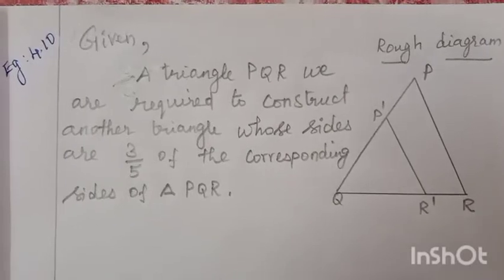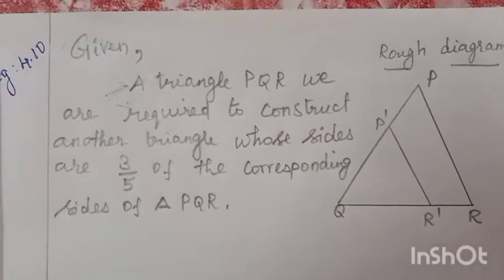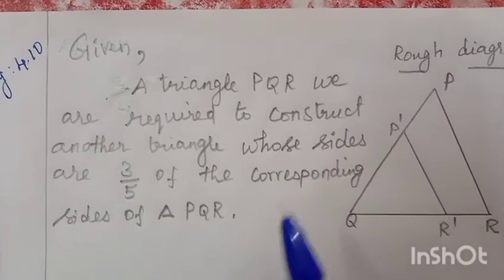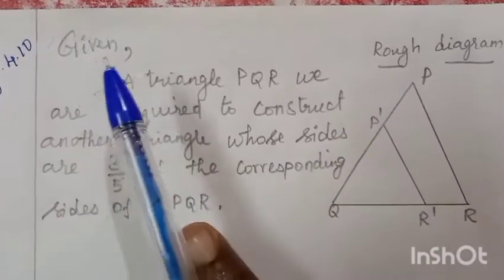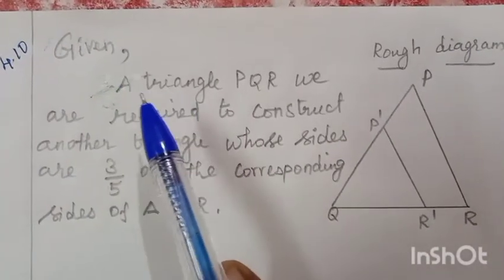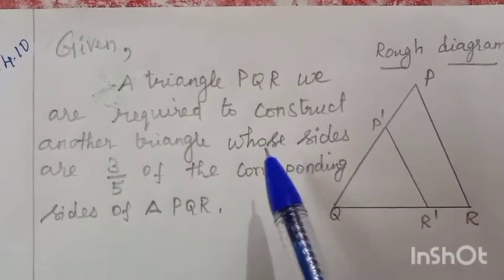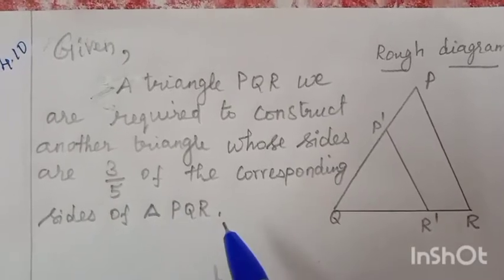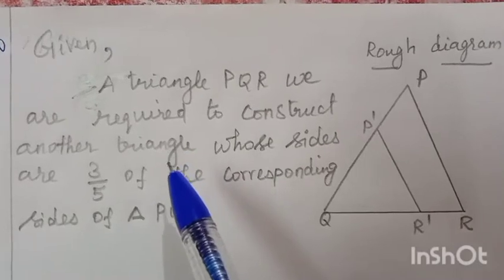Students, you know the procedure of how to draw the practical geometry problems. On the left hand side you have to write question and construction. On the right hand side you have to write given, rough diagram, fair diagram. First you have to write given, that is taken from the question. A triangle PQR, we are required to construct another triangle whose sides are 3 by 5 of the corresponding sides of triangle PQR. It is taken from the question.